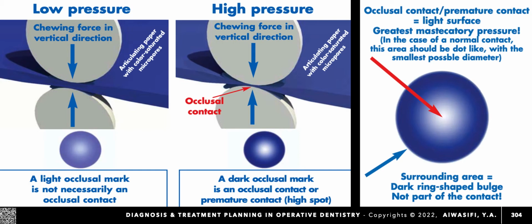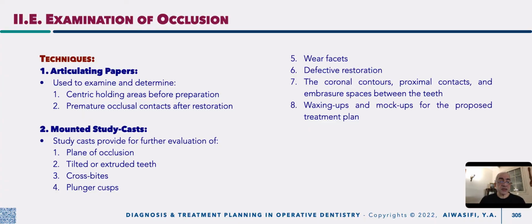Then what is the technique to examine the occlusion? A simple technique is using articulating paper. It could be used to examine centric holding areas before preparation and premature occlusal contacts after restoration. I'm one of the operators who always prefer to check centric holding areas, and I didn't like to wash the marks from the tooth during cutting or preparing the cavity. And even before restoring the tooth, I re-examined the margins for presence of centric holding areas at the margins.